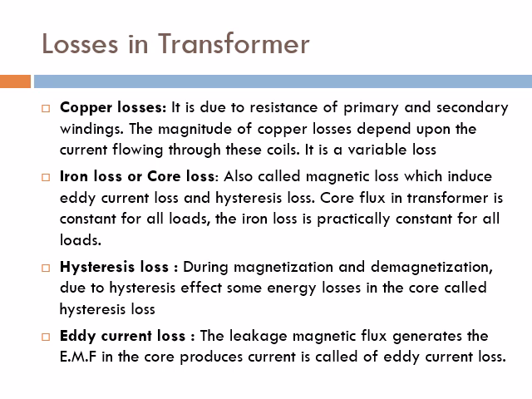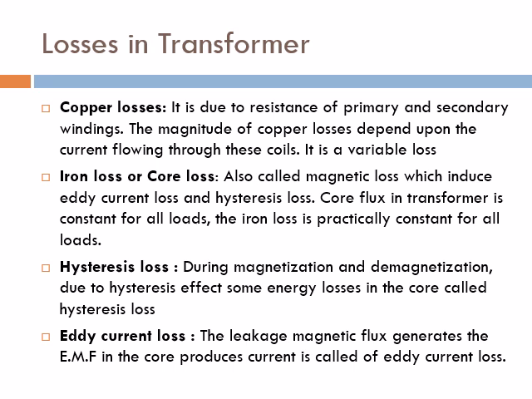Next, the losses which occur in a transformer. The first loss is the copper loss, and the other is the iron loss or core loss, then hysteresis loss and eddy current loss. Copper loss is due to the resistance of the primary and secondary windings. That is, it is based upon the windings and the current flowing through the coils. So this is a variable loss.